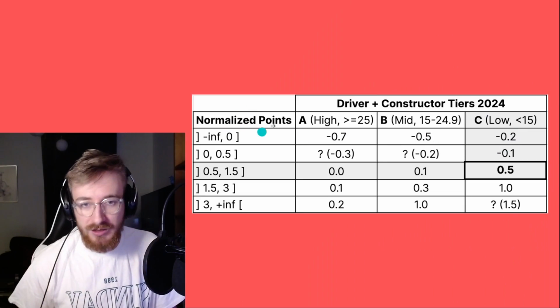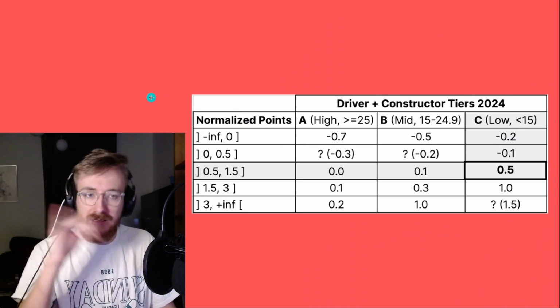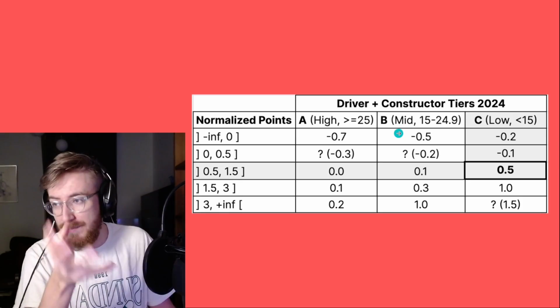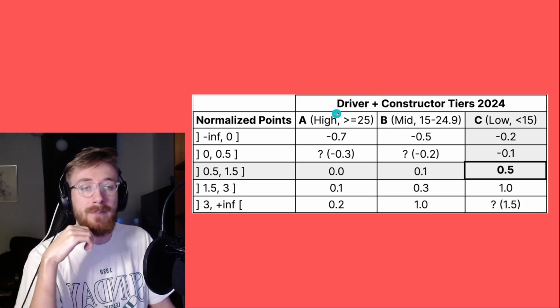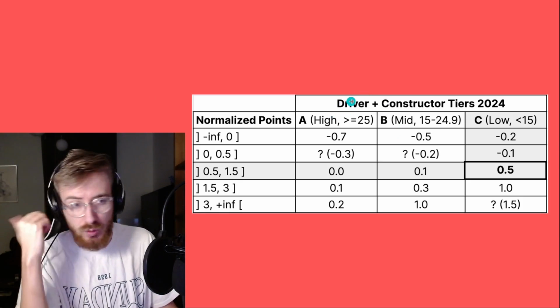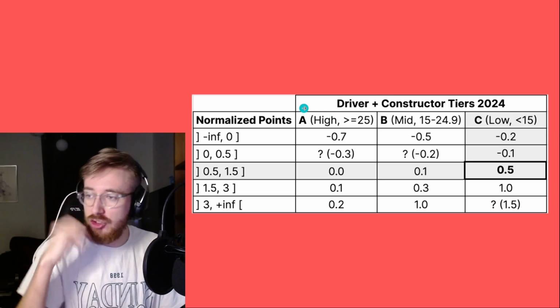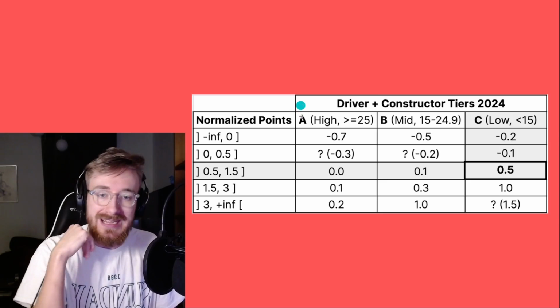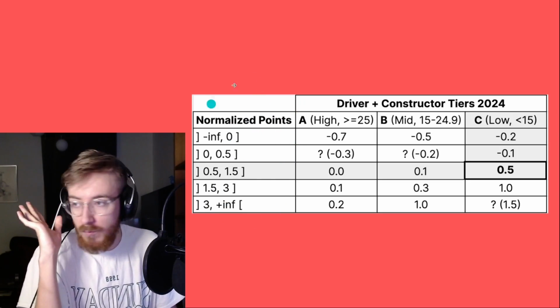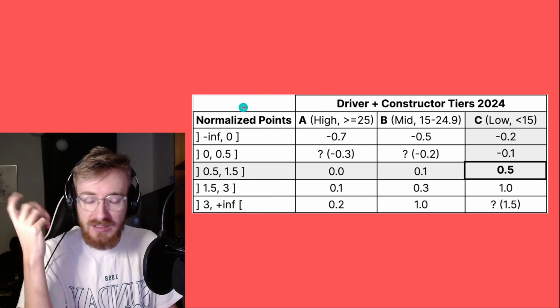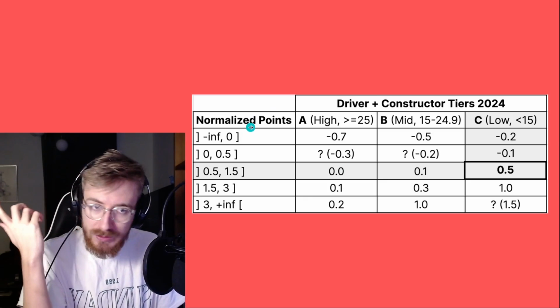The second thing are these normalized points, but I'll get to that in a second, because what we can see by this table provided by F1 Fantasy Tools is that the price change actually depends on which tier they are in and what the asset's normalized points are for the race weekend.